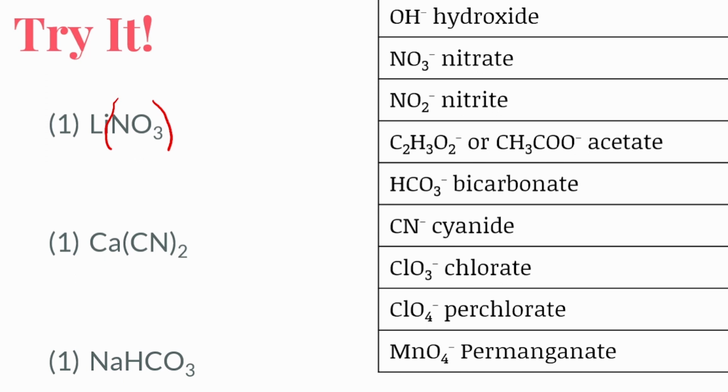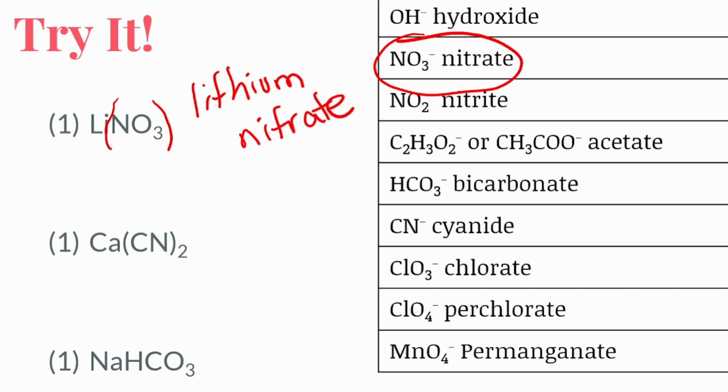In this case, we're just going to say, oh, Li stands for lithium, so I would write out lithium. And NO3 is a polyatomic ion where I can just find the name in the chart that I wrote down. NO3 is right here. It stands for nitrate. So I would just write nitrate. And my final answer is lithium nitrate.